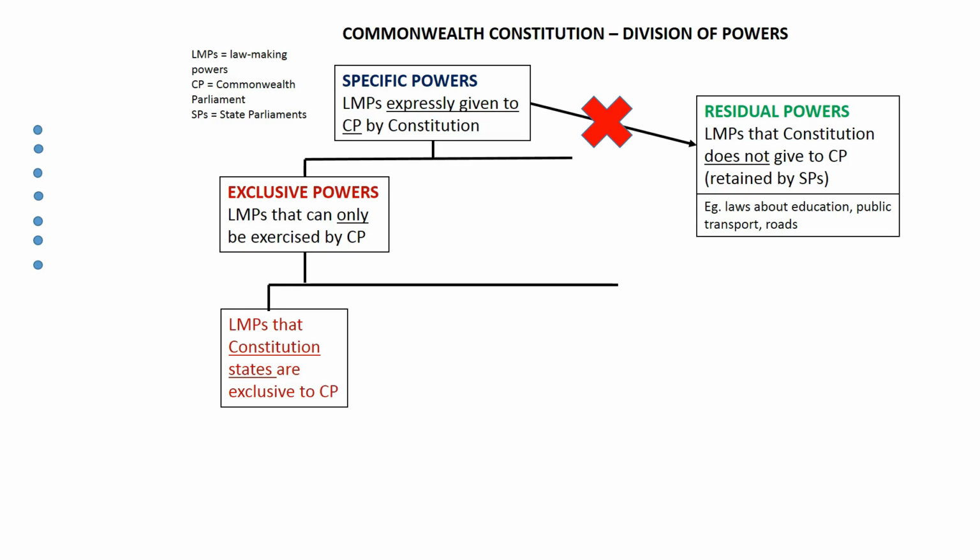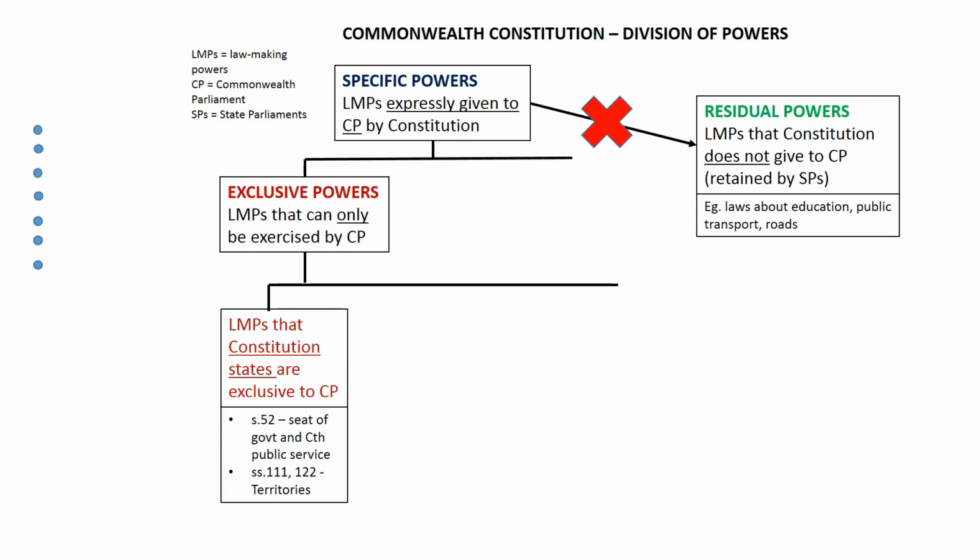The first way in which a power can be exclusive, that is, the power to make laws can only be exercised by the Commonwealth Parliament, is where that power is one that the Constitution states is exclusive to the Commonwealth Parliament. That is, the Constitution actually says only the Commonwealth Parliament can exercise this law-making power.